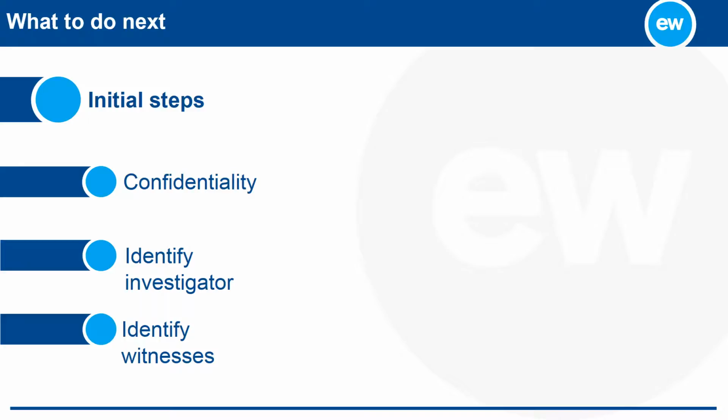Identify your investigator. Experience of disciplinary investigations and/or safeguarding is desirable. You will also need a second and third person for a disciplinary hearing and potential appeal if the case goes this far, so don't use up all your senior management team at this stage. And identify your witnesses.